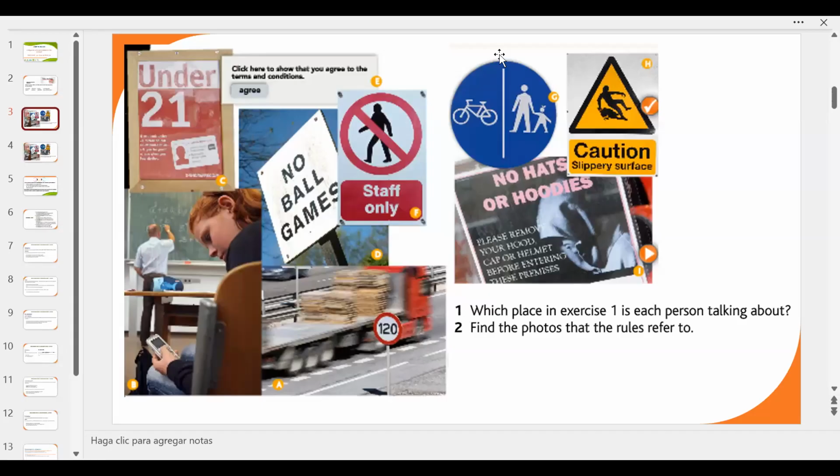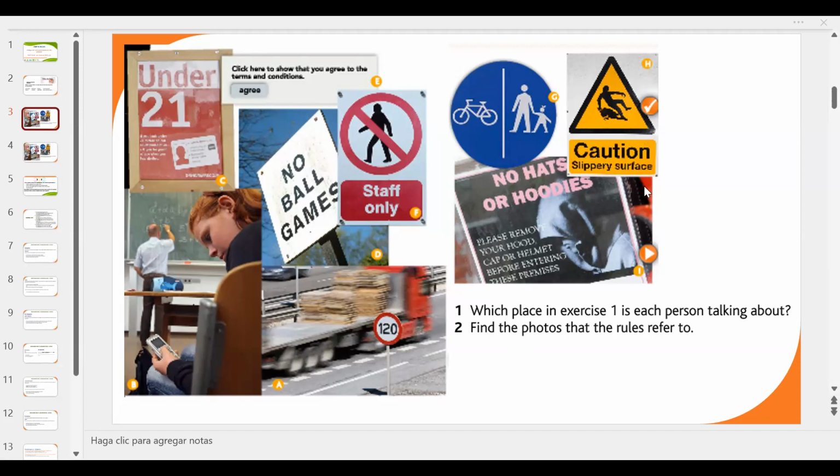We're going to do a listening exercise. It is going to be divided into 2 parts. So you pay all your attention specifically to the questions that are being asked. Let's have a look at the 2 first questions that we have in here. Daniela Lozada, please, could you read question 1 and question 2? Which place in exercise 1 is each person talking about? And find the photos that the rules refer to.